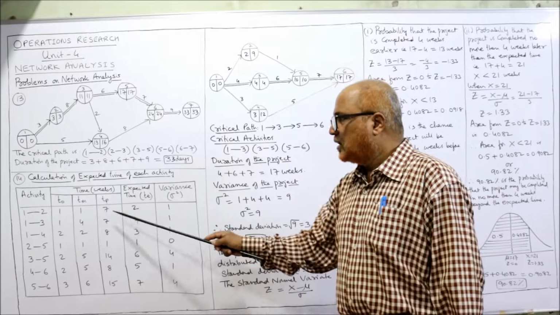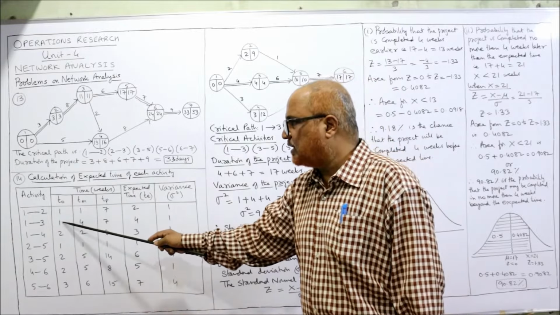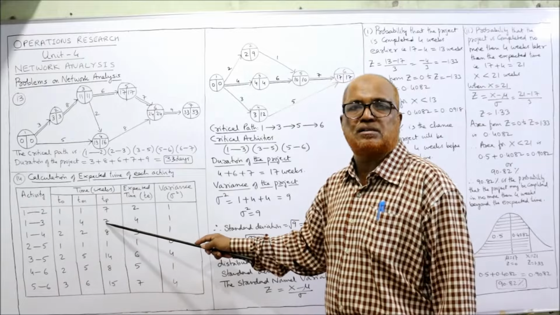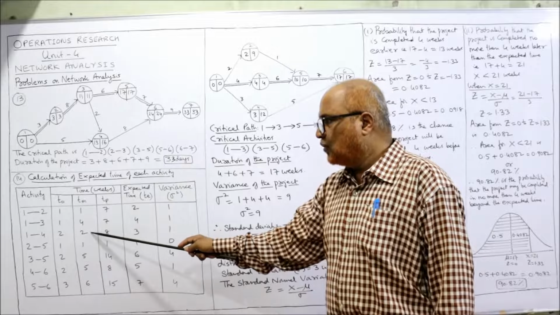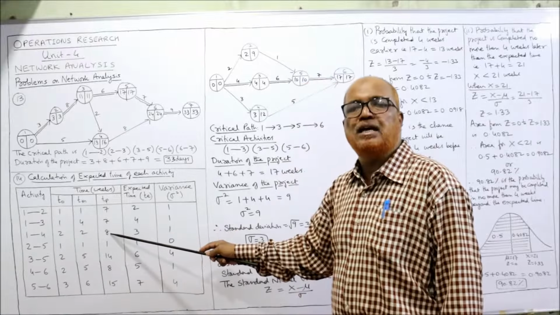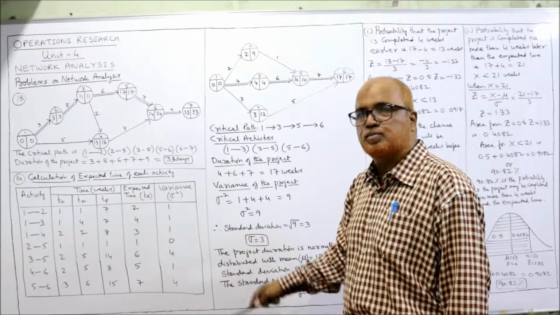Got it. Then 4 into 4, 16. 16 plus 1, 17. 17 plus 7, 24. 24 divided by 6, 4. 2 4s are 8. 8 plus 2, 10. 10 plus 8, 18. 18 divided by 6, you will get 3. Like this, we have calculated expected time.